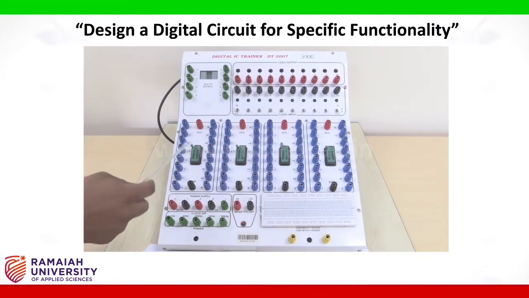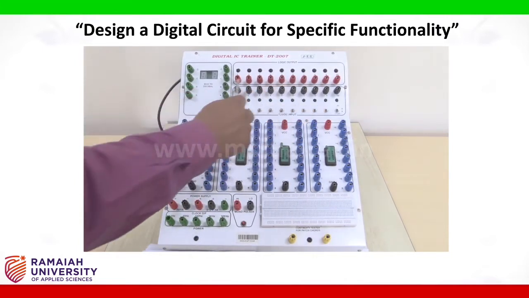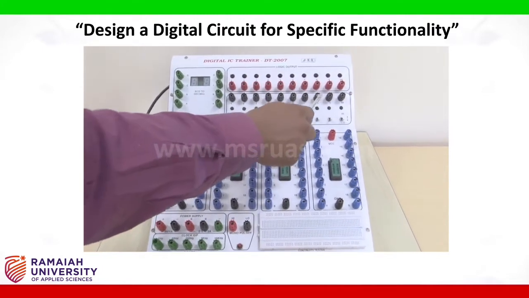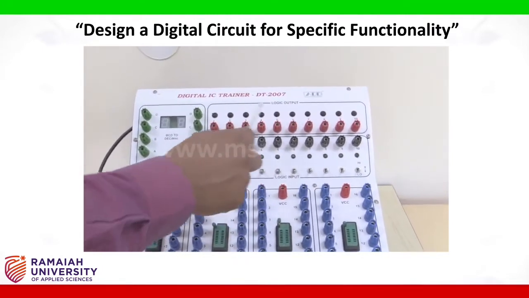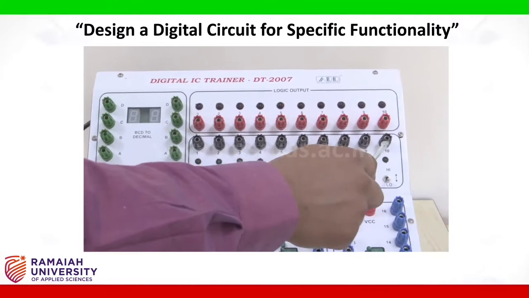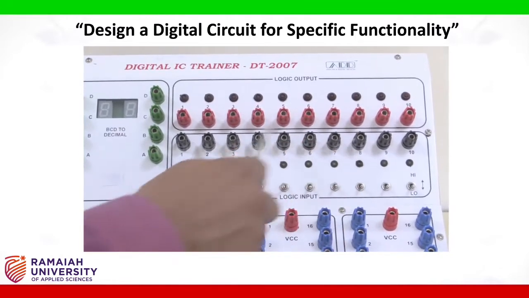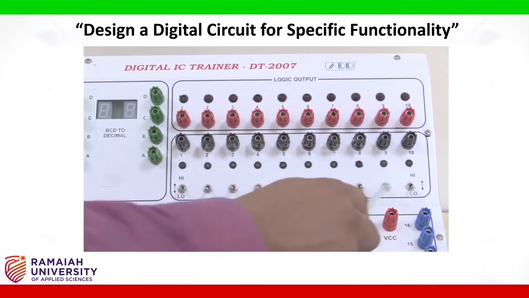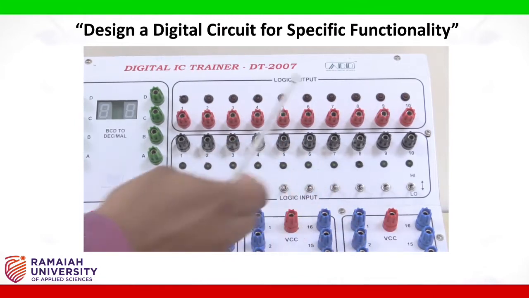In this particular kit, you can see the pins at the top. Here the black color pins represent the input, where you can connect the input pins. There are 10 black color pins, so there are 10 inputs, and these inputs can be controlled using the toggle switches which are there at the bottom of the input pins.